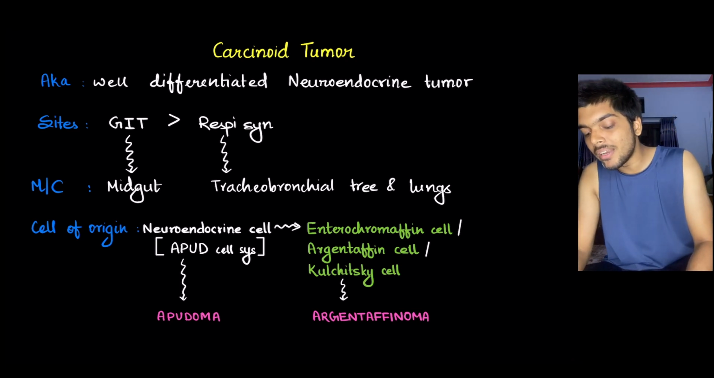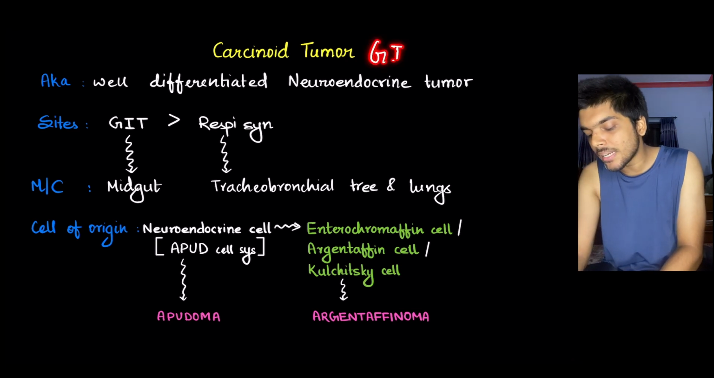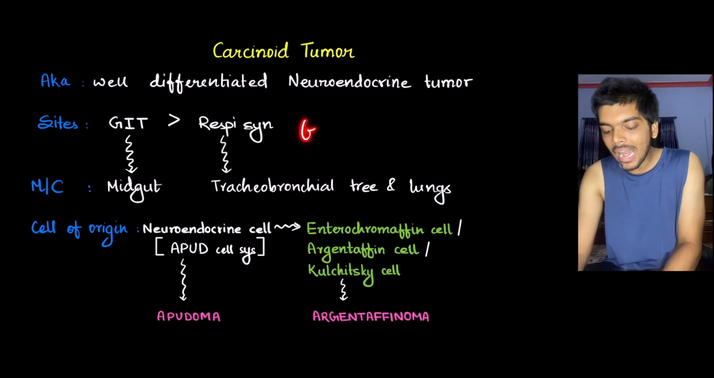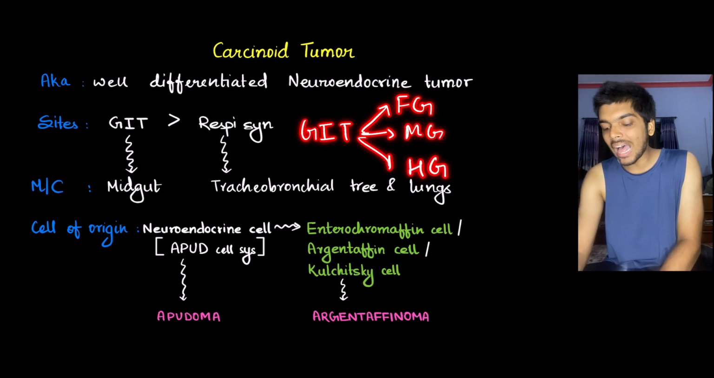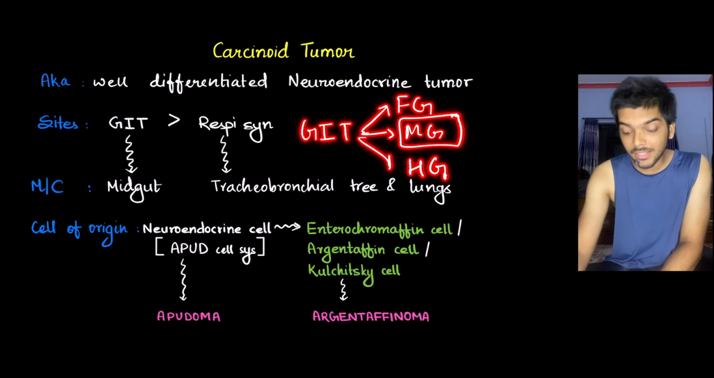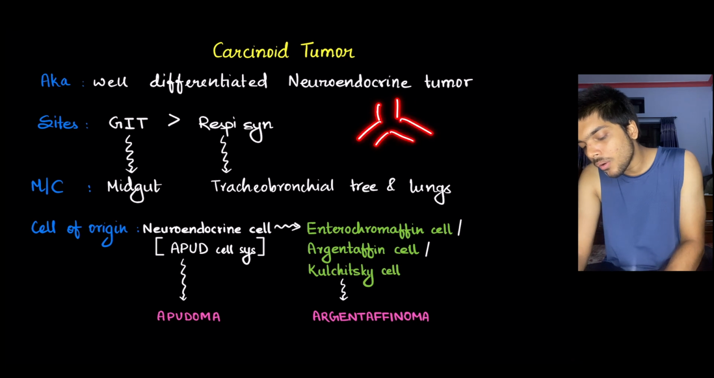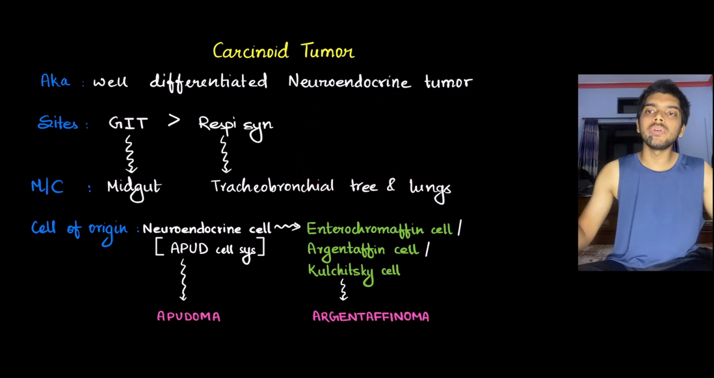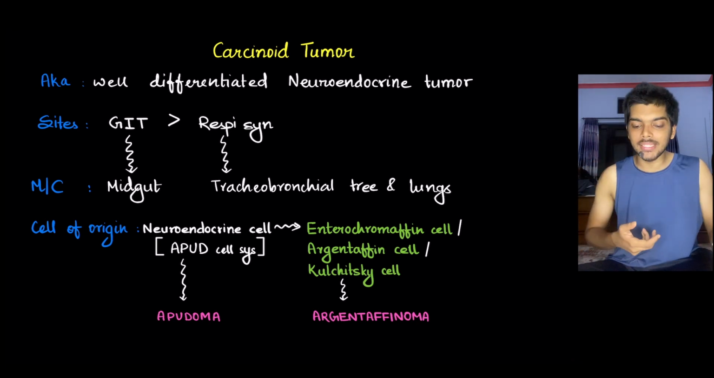Done. Now, site: where are carcinoid tumors seen? It is most commonly seen throughout the gastrointestinal tract and then the respiratory system. Within the gastrointestinal tract, you have three major parts: the foregut, the midgut, and the hindgut. The highest prevalence is in the midgut, in the intestine like the ileum and appendix. In the respiratory system, it is seen in the trachea, bronchi, or the lung. However, the highest frequency of occurrence is within the midgut of the gastrointestinal tract.